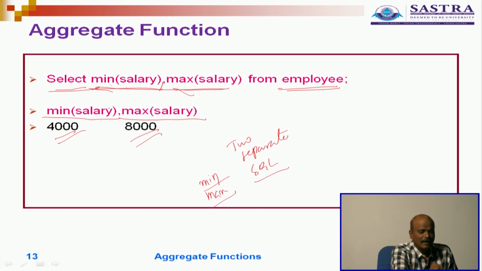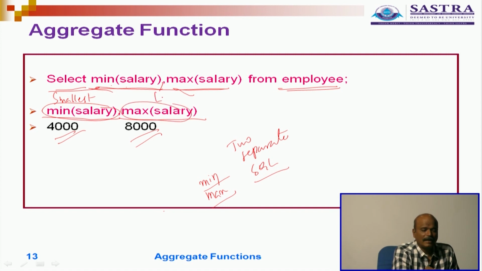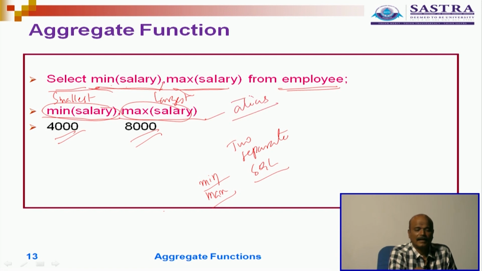Now suppose here I don't want this caption as min salary. I want this as the smallest. And for this second column, I need the caption as the largest. So what you can do is use the concept called alias. So you can modify the query like this.